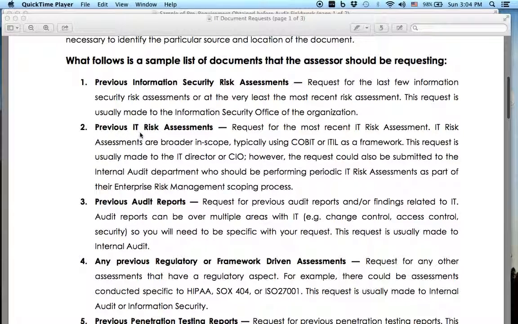The second is the previous IT risk assessment. This focuses only on IT risk assessment, and the one before, we talked about the information security risk assessment. So these two things are quite similar, but one is focused on information security risk, and this one is for IT risk assessment.